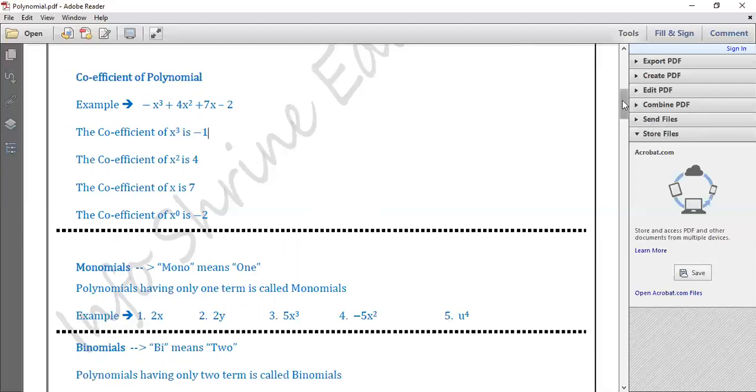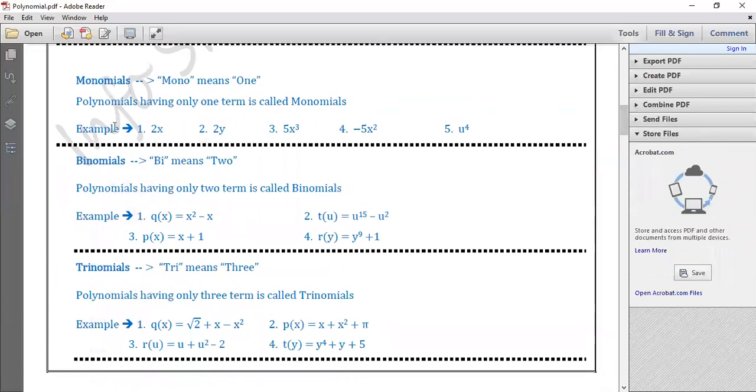Okay. Now moving on to the next. There are three things here. First one is monomial, binomial and trinomial. What do you understand by monomial? Hope everyone knows that mono means single, only one. Bi means two, dual. And trinomial, tri means three. So hope everyone knows about this.